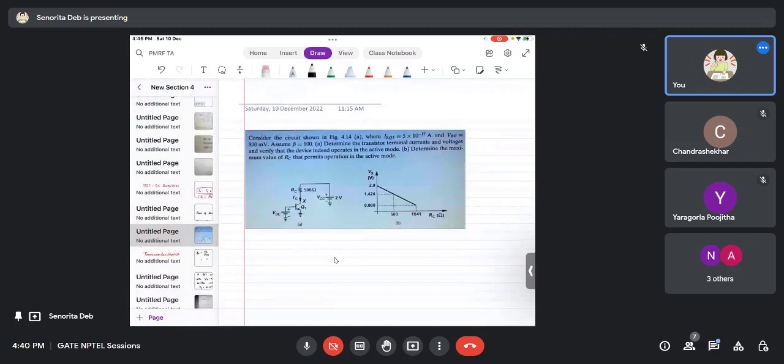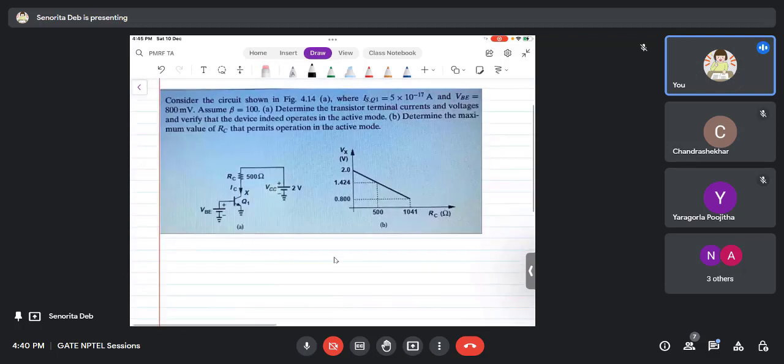So now come to another question, which is quite solvable. Consider the circuit shown in the figure where IS is given, and VBE is given as 800 millivolts or 0.8 volts. Assume beta is 100. First, determine the transistor terminal currents and voltages. What do you mean by terminal currents and voltages? What are the transistor's terminals? Emitter, base, and collector. So terminal currents and voltages mean VB, VC, VE, and IC, IB, IE.